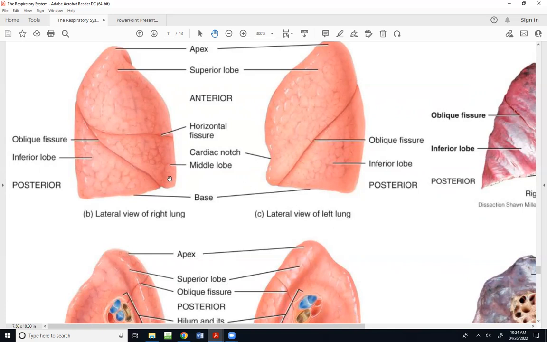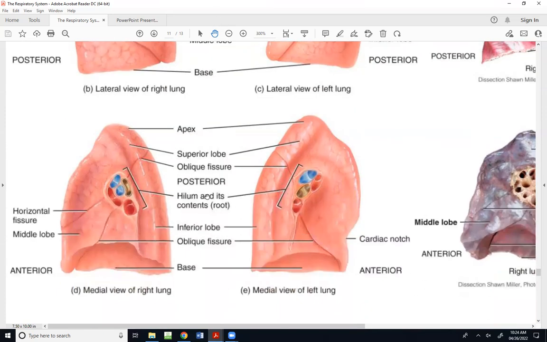Okay. You should identify the fissures, the different lobes, the apex, the base, the hilum, and so on and so forth. So make sure you can identify them both in the lateral and the medial views.